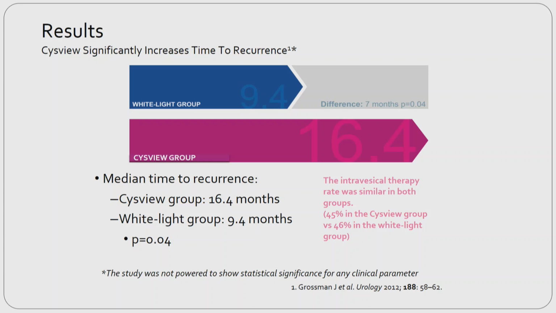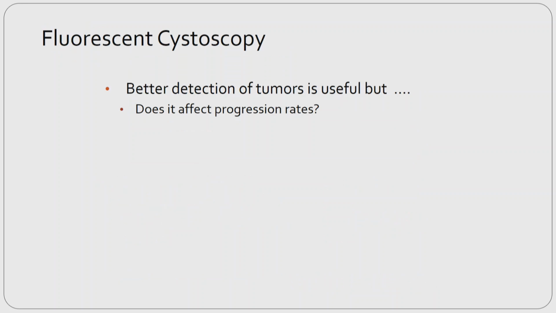And with the long-term follow-up, reported back in 2012, it was shown that yes, performing a resection with blue light will increase the time to recurrence in your patients. The time is increased from 9.4 months to 16.4 months. So clearly, you decrease the number of recurrences and prolong the time to recurrence in your patient.